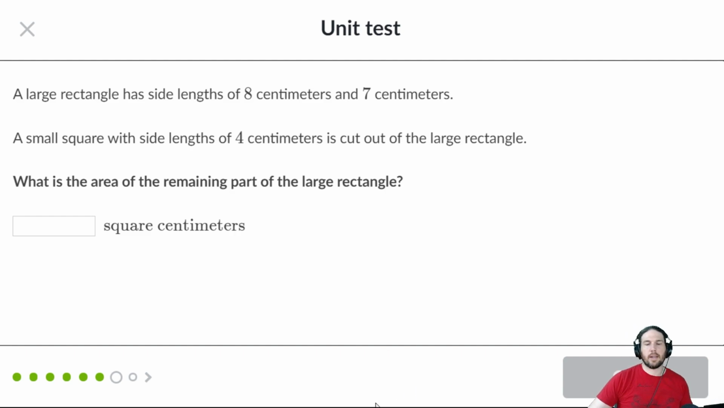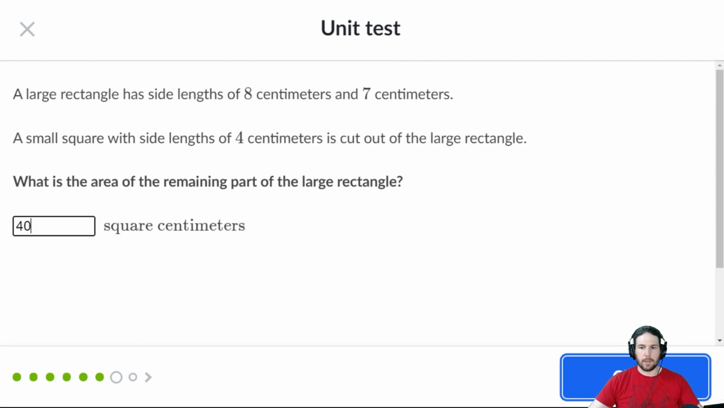A large rectangle has side lengths of 8 centimeters and 7 centimeters. A small square with a side length of 4 centimeters is cut out of the large rectangle. What is the area left? I got 40 square centimeters.